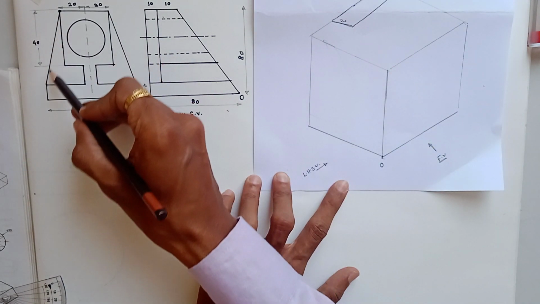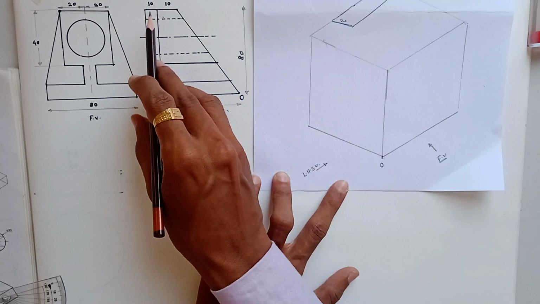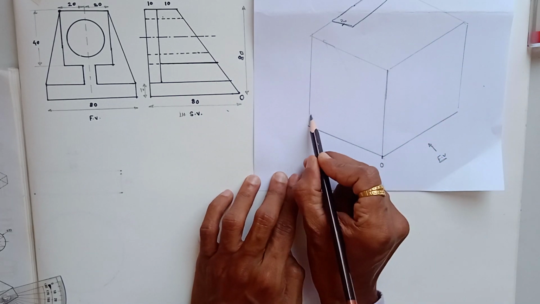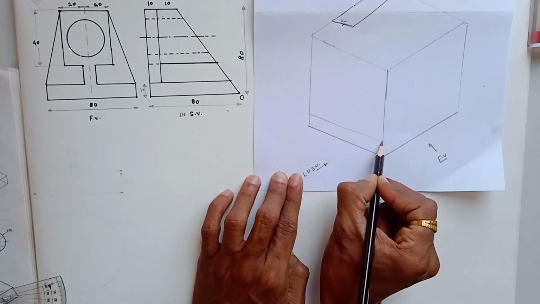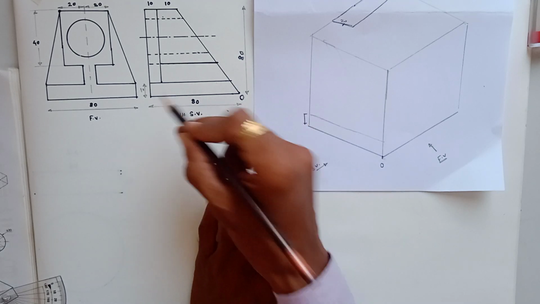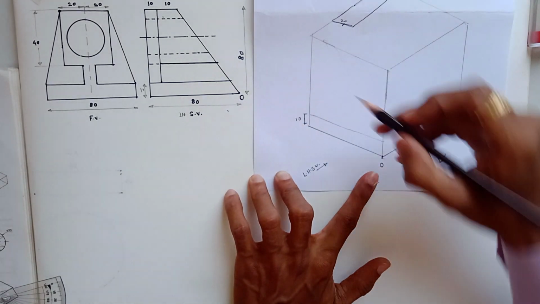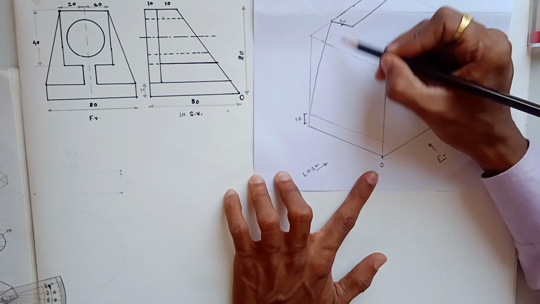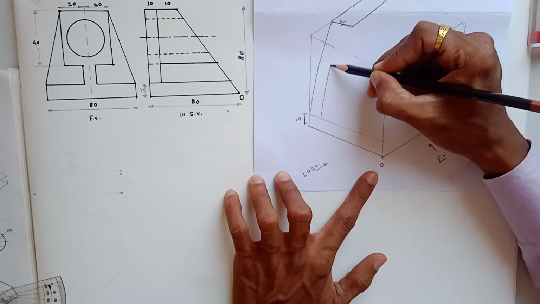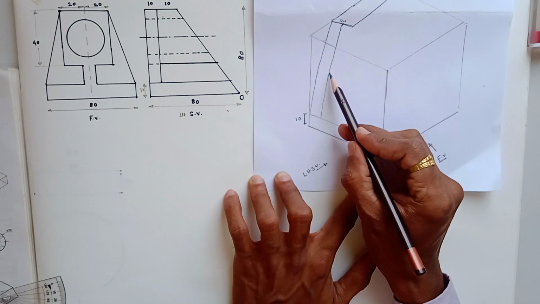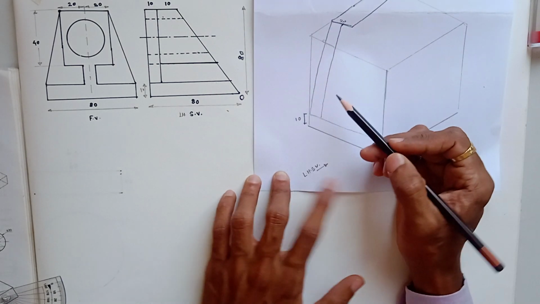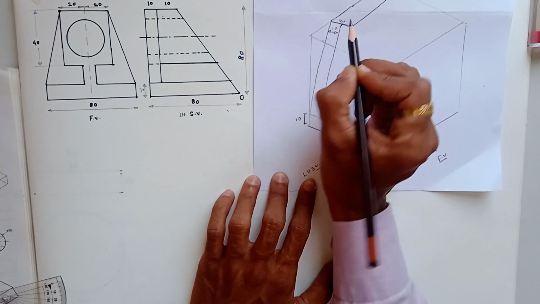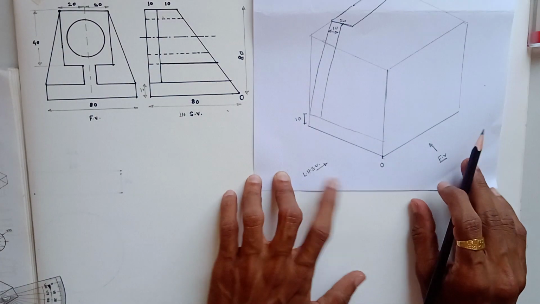Next, now observe this line. It is an inclined line, and the width is 10 mm. So you can take the half distance and draw one reference line. You can take this height, which is 10 mm, and then join this corner with this corner. Basically you should draw this line parallel to this line. So this width is 10 mm, which is given in the side view.